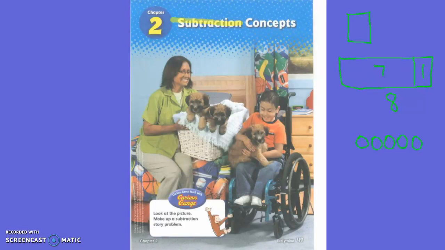But first, let's take a look at this story, okay? Look at this picture I have up here. There are 3 puppies in the basket. 1 puppy is taken out of the basket. How many puppies are in the basket now? 2. Raise your hand if you know how many puppies are in the basket now. Yes, sir. 2. Very good.